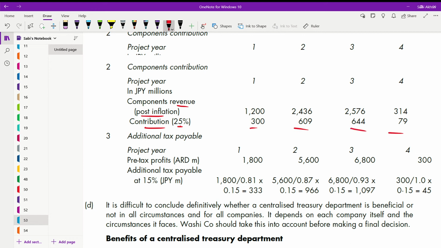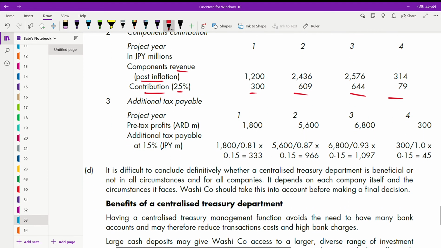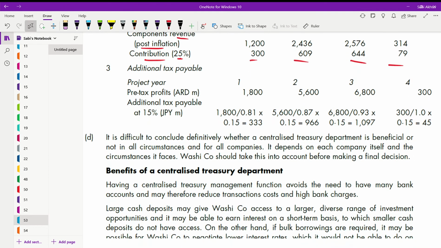And then additional tax payable. Right? So additional tax payable on what? On this pre-tax profit. On that additional tax is there, but you have to first convert it to Japanese yen because it is in this currency. Then pay 15% on that, which will be your tax.